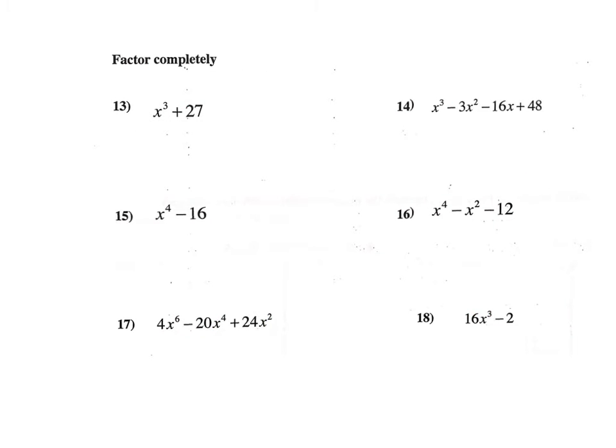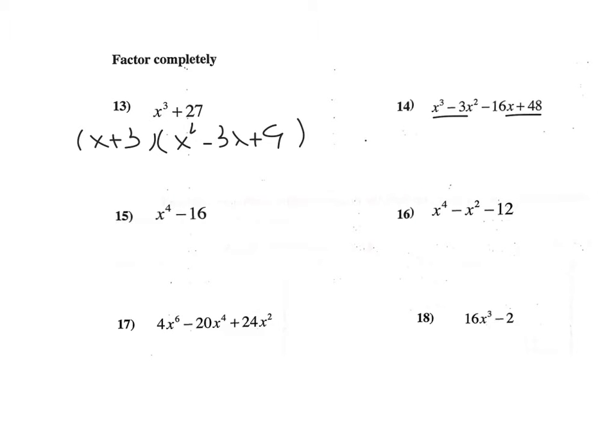Factor completely. First one is cubes. Don't forget we go small, big, cube root, square the first, multiply together, change the sign, square the second. That's all you do on that one. Second one, you have 4 terms. Anytime you have 4 terms, you factor by grouping.